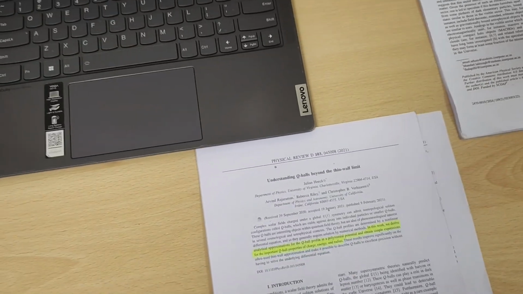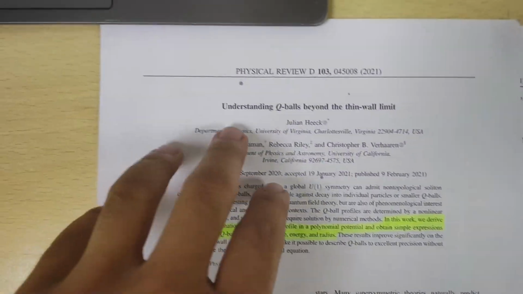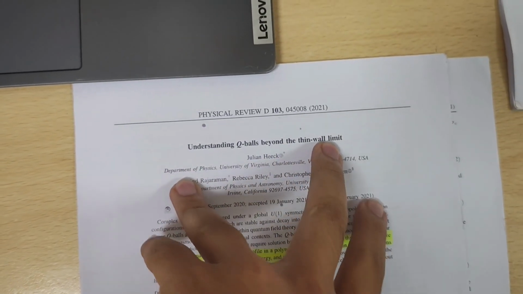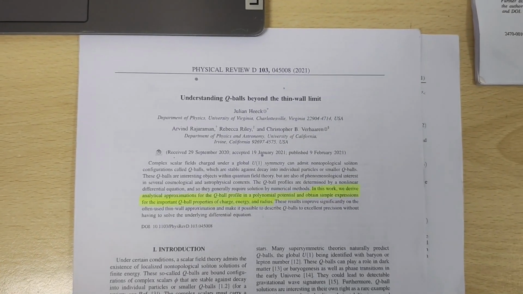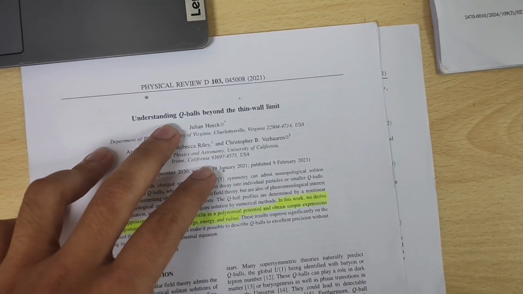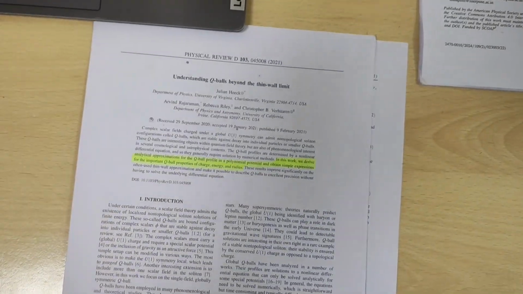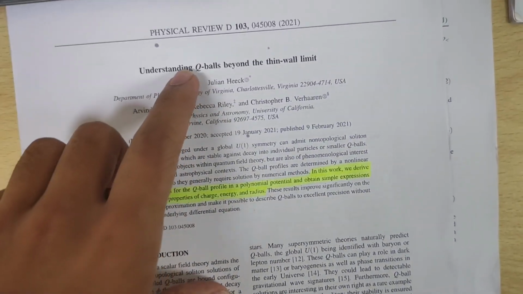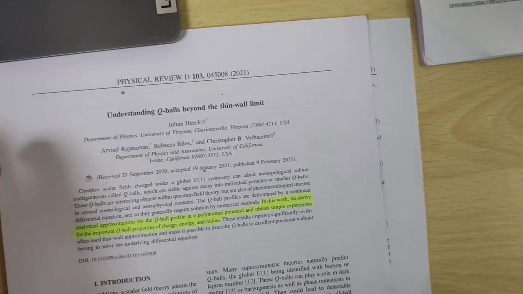So, for example, this is a paper that I have been reading. It says "Understanding Q-balls beyond the thin wall limit." You don't have to exactly know what a Q-ball is to understand this video. I'll just go through this paper and tell you what the important things are that we should keep in mind. Just imagine this Q-ball to be a particle which is spherical. It's like a ball.